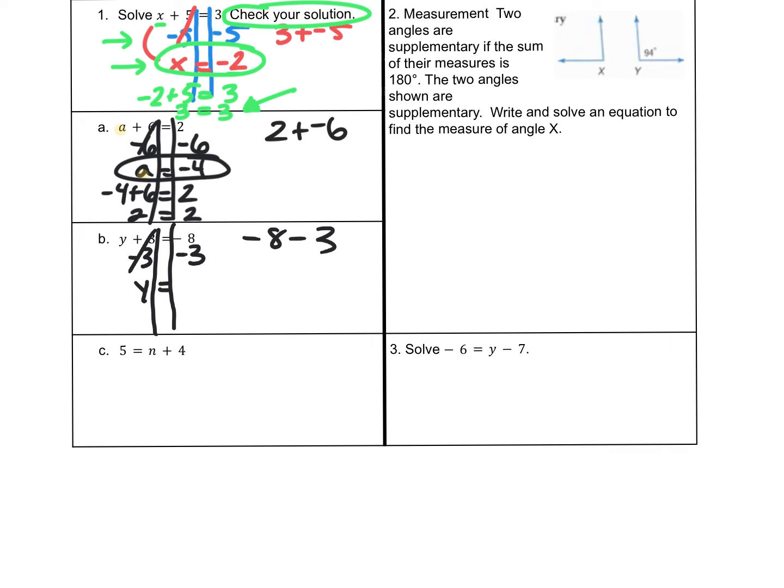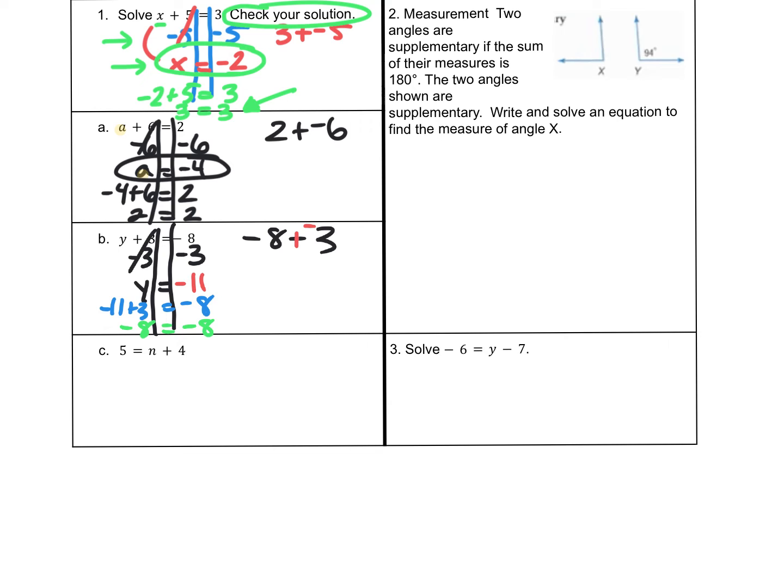It's okay to do a little work on the side if you need to. Add the opposite. Both negative, negative 11. Let's check to make sure we're right. Sometimes we mess up. Negative 11 plus 3 equals negative 8. More negatives than positives. Negative 8 equals negative 8.